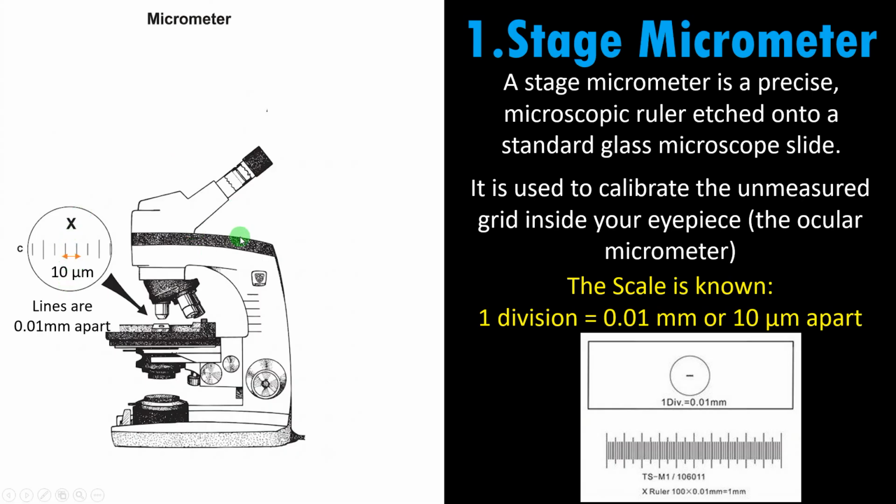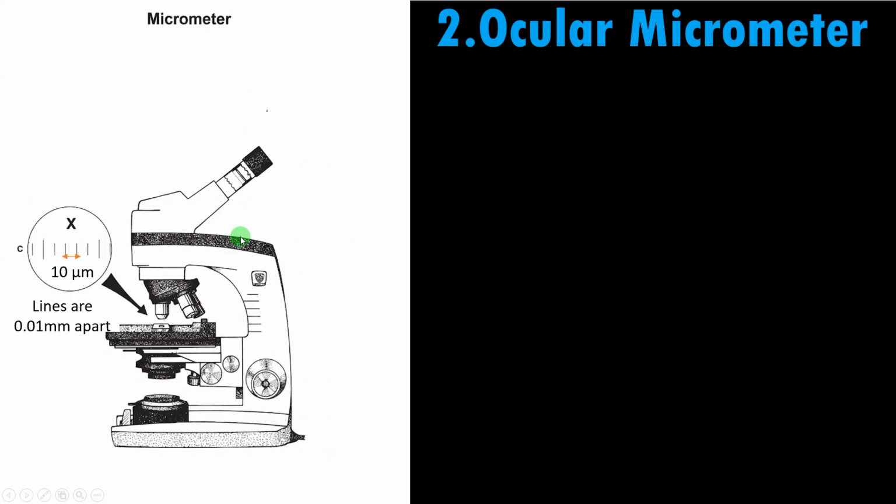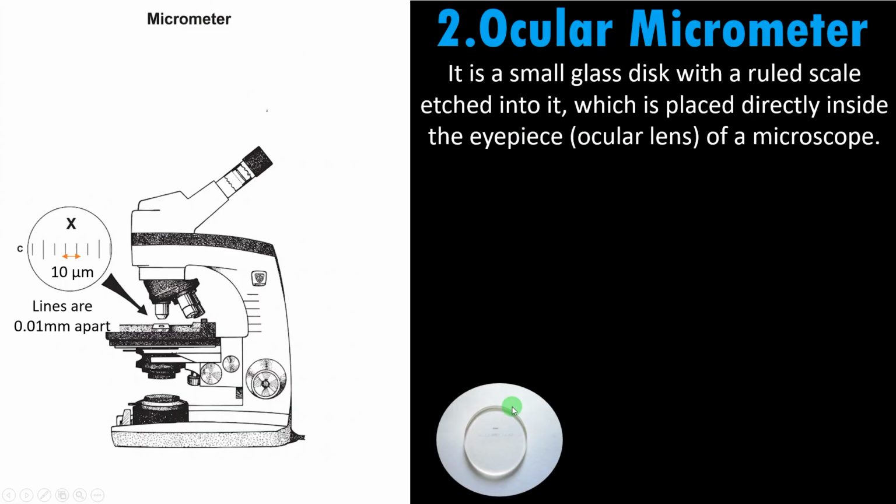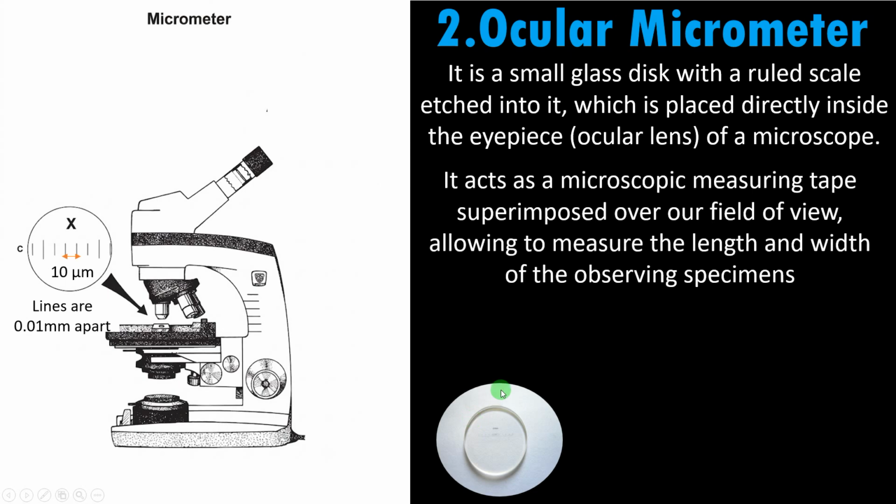Now the second component, which is called the ocular micrometer. It is a small glass disc, as you see here, with a ruled scale etched onto it, and that is placed directly inside the eyepiece. That's why it is called ocular of the microscope. So it acts like a measuring tube when we superimpose it over the field of view, allowing us to measure the length and width of the specimen.